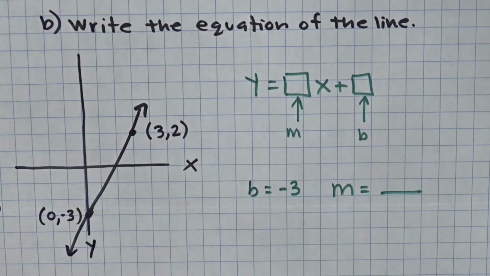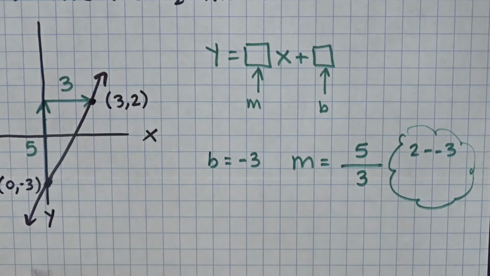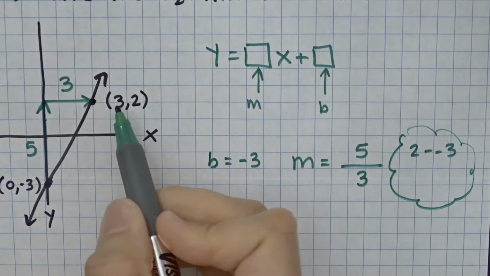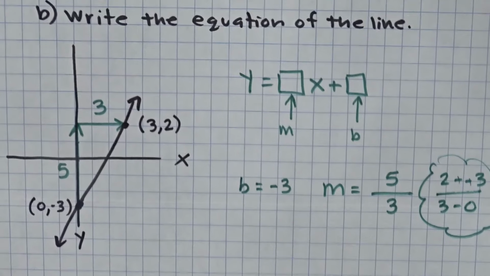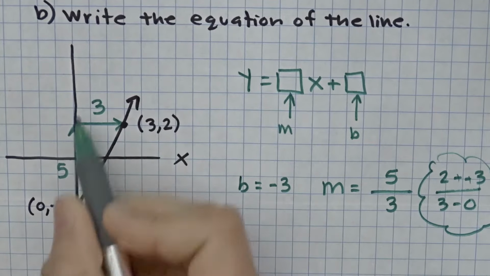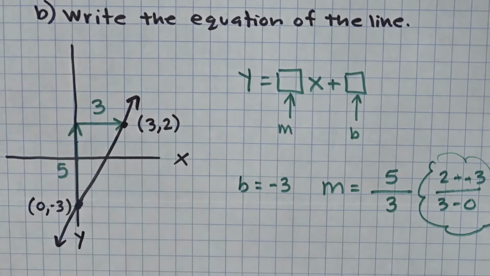You could have used the slope formula. It would have been 2 minus negative 3, and the denominator would have been the difference in the x-coordinates, so 3 minus 0. And you notice this equals 3, and this, when you add the opposite, you get 5. So you could have also used the slope formula. But since we have a visual, the graph, it's easier to count the vertical change and the horizontal change visually.